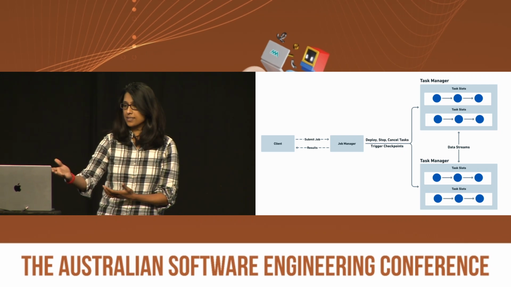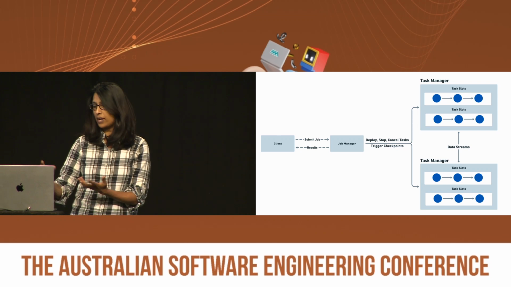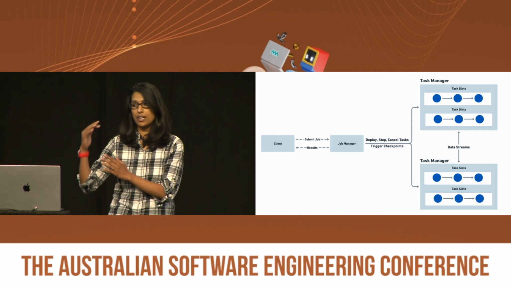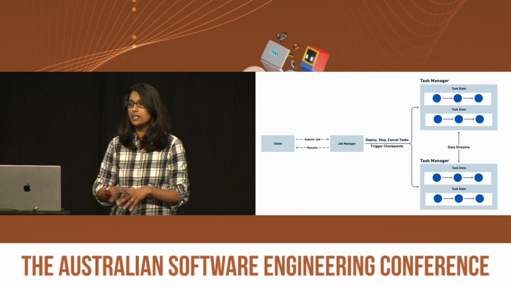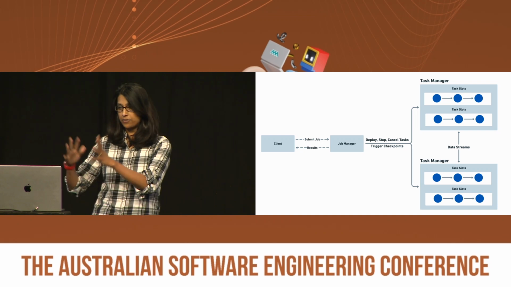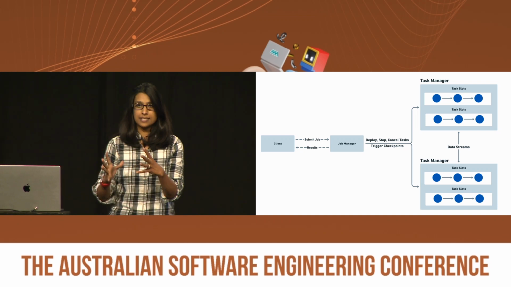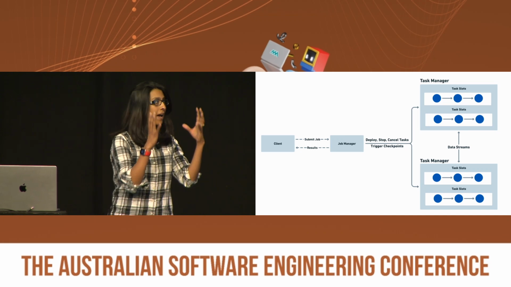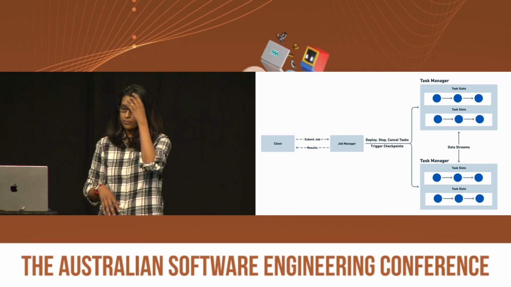If you see in this diagram, we have one job manager and, as an example, two task managers, and the task managers have several task slots. Each task slot is going to run one parallel instance of the job.